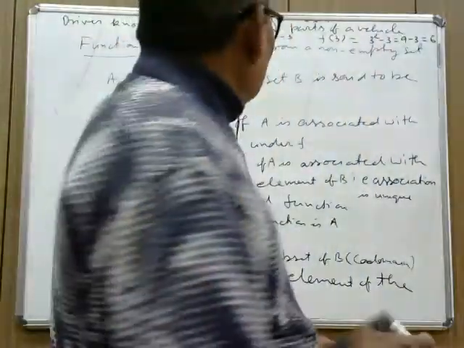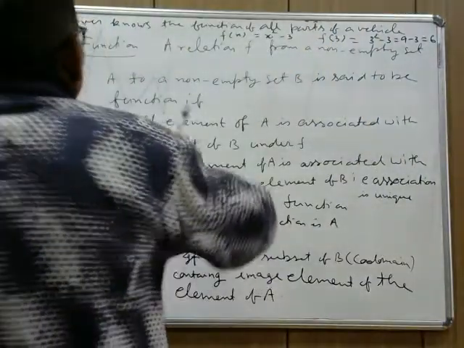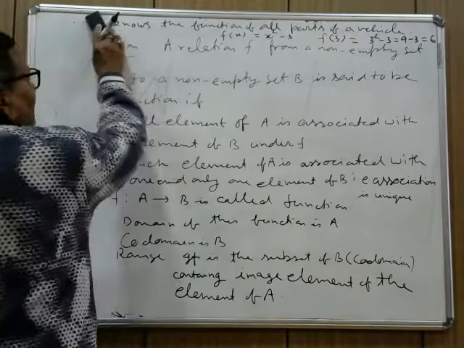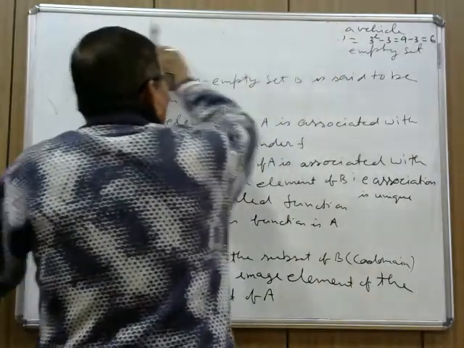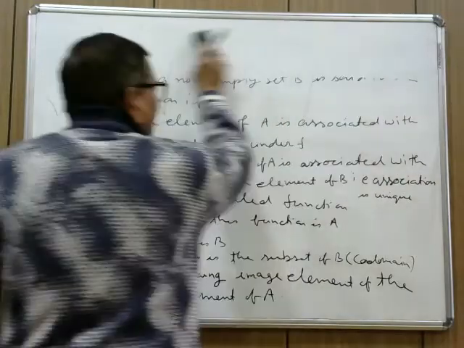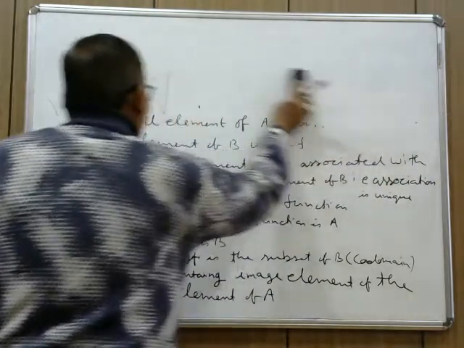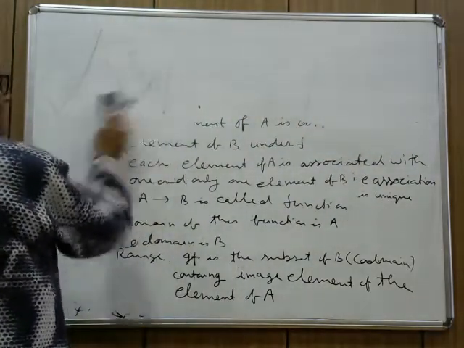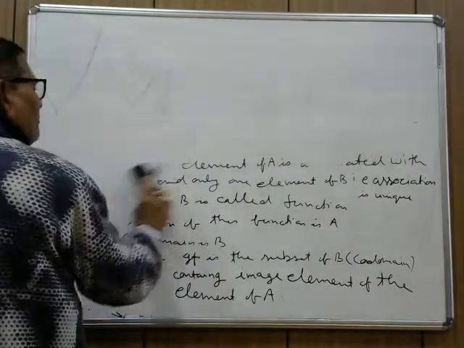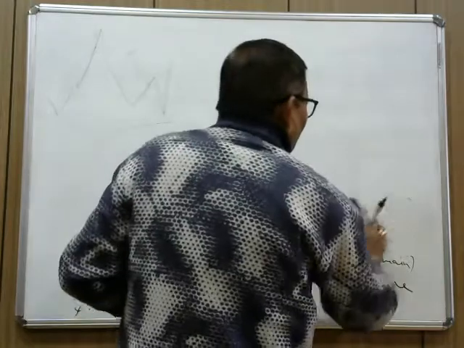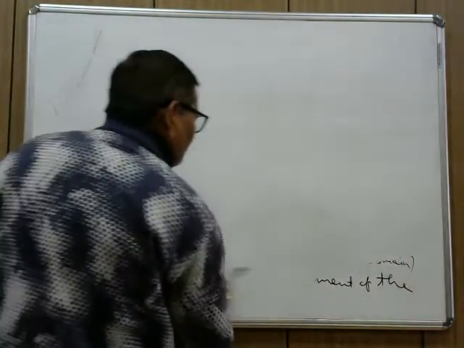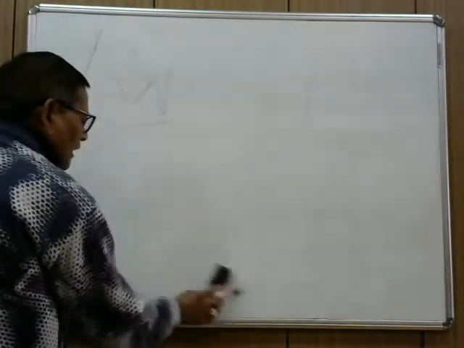Now I am showing it by a pictorial diagram. How can you show your function by a pictorial diagram? While testing whether a given pictorial diagram represents a function or not, you have to test these two conditions which I have written here. If both the conditions are satisfied, then that given relation is a function. Now I am taking a question.